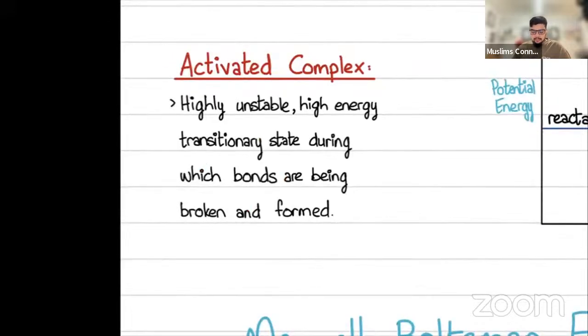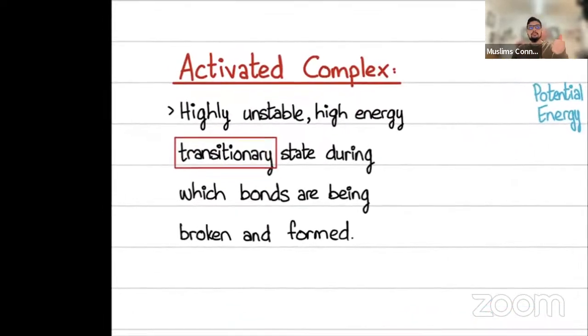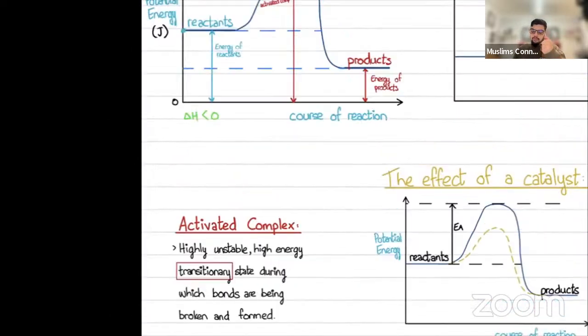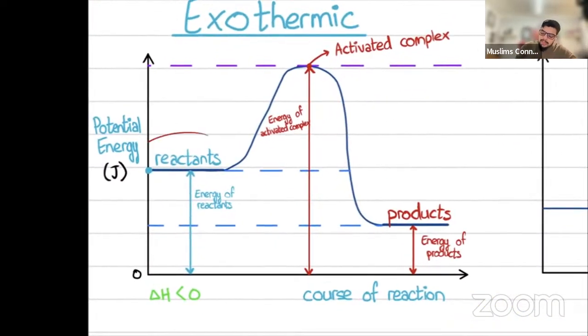It's a highly unstable, high energy transitionary state. Transitionary meaning we are changing from reactants to products. We are transitioning from reactants to products, during which the bonds of the reactants are being broken and the bonds of the products are being formed. So we go from reactants to this highly unstable state between reactants and products. At the activated complex, we're not really reactants, nor are we really products. We are in that middle where we're transitioning from the reactants to the products.